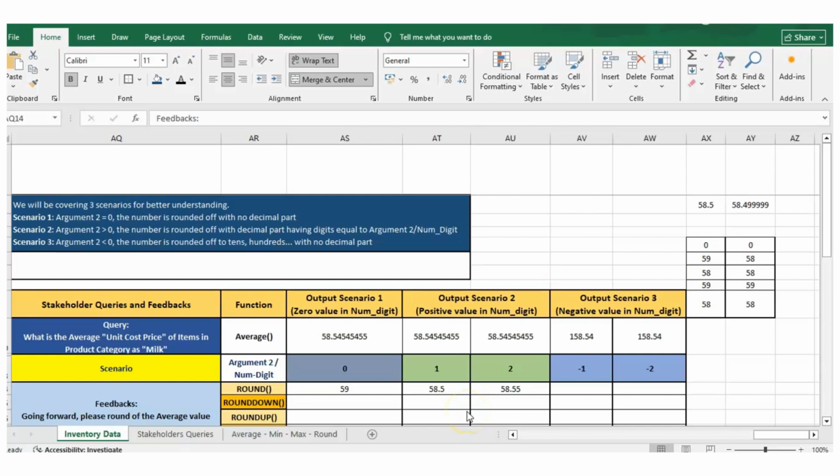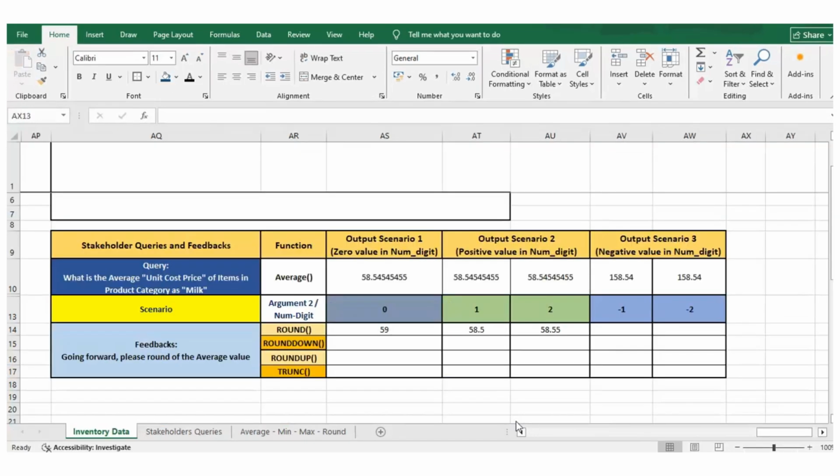Let us now understand the output of scenario 1. In scenario 1, argument 2 or the num digit has 0 value assigned to it. We can see the value that we are getting by using the round function is equal to 59, and since we had num digit assigned as 0, the round function will round off without any decimal parts attached to it.